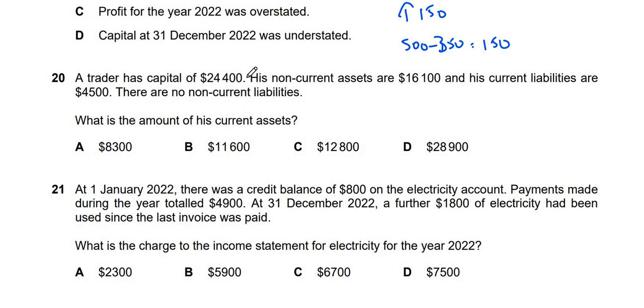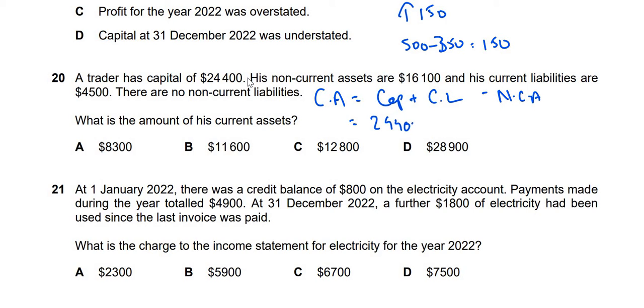Moving on to the next question, 20, it says, a trader has capital of 24,400, his non-current assets are 16,100 and his current liabilities are 4,500. There are no current liabilities. What was the amount of his current assets? So look, current assets is equals to capital plus current liabilities minus non-current assets.